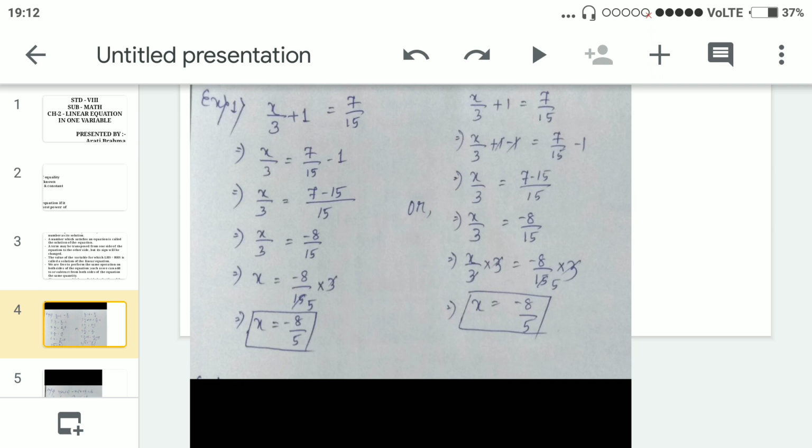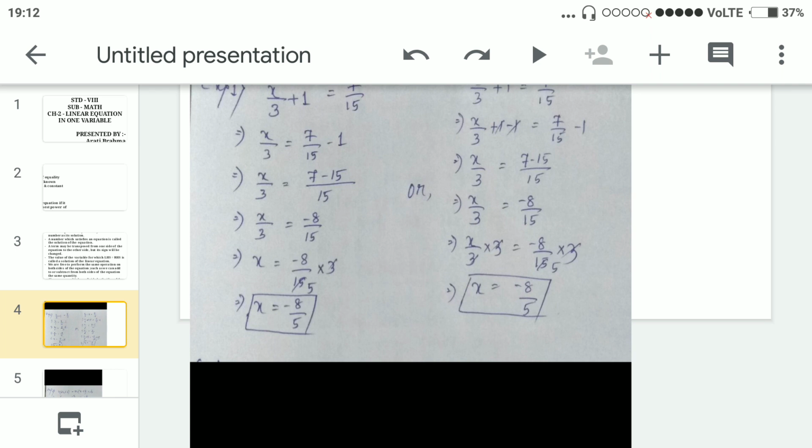So first method, you can see that x plus 3 and here it is plus 1. So I am putting it there, accepting it to the right hand side, that is converted to minus 1. So x by 3 equal to 7 by 15 minus 1. After taking the LCM, it will be 15. So in the numerator, that will be 7 minus 15, and x by 3 equal to minus 8 by 15.